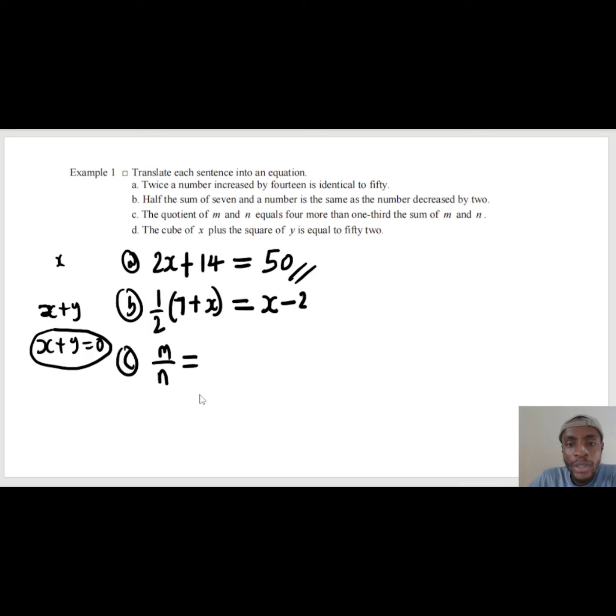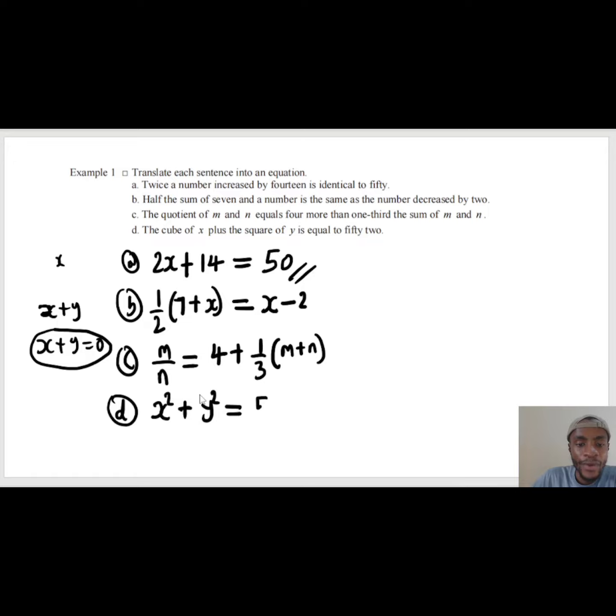equals 4 more than. Whenever you hear 4 more than, it means 4 plus. 4 plus 1/3 the sum of what? M and n. That's all. And lastly, the cube of x, x cube, plus the square of y, y square, is equal to what? 52. So we are done with that. So we are asked to write it as what? Equation. So let's move on.